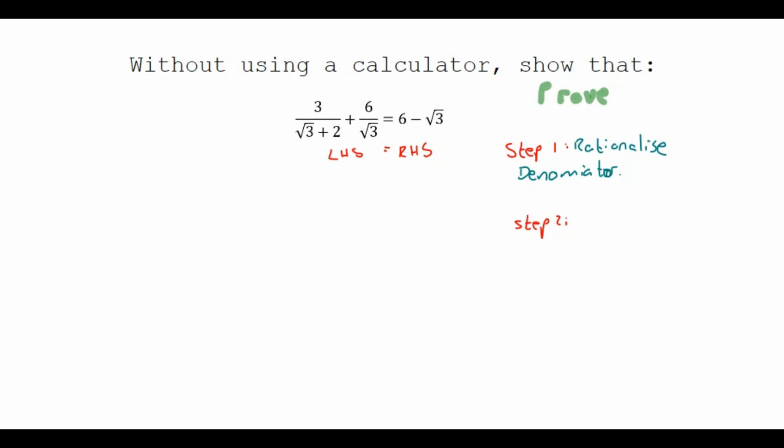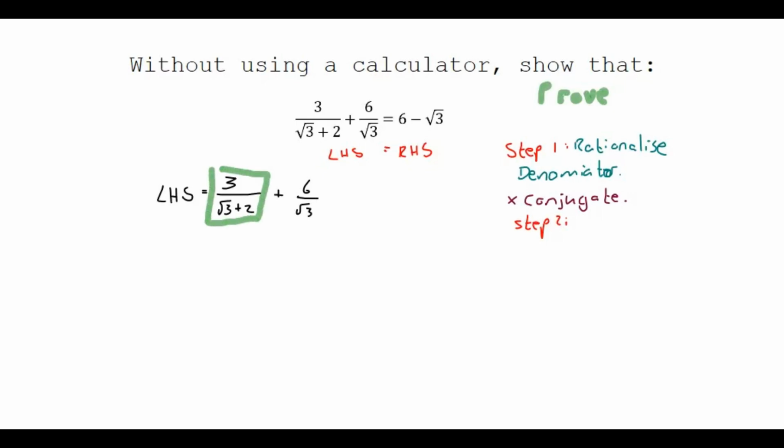So how do you rationalize the denominator? Multiply with its conjugate. And what on earth is that? Well, let me show you before we even look at step 2. What we're going to do here is work with the left-hand side. What is the left-hand side? It is 3 over root 3 plus 2 plus 6 over root 3. Now, multiplying with its conjugate, we need to isolate these, so we need to look at each fraction separately.